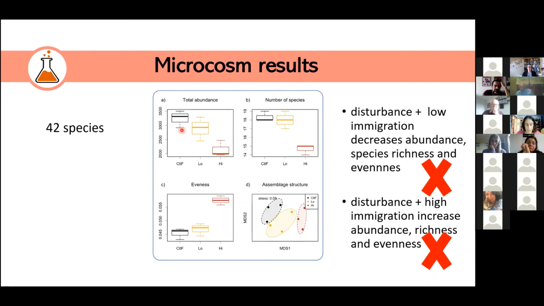Our post hoc analysis showed no difference between the low immigration treatment and control, so we didn't have this difference. And this is the multivariate, the MDS. These ellipses refer to the 95% confidence ellipse. And we also found a difference between the high immigration treatment and both the control and the low immigration treatment.